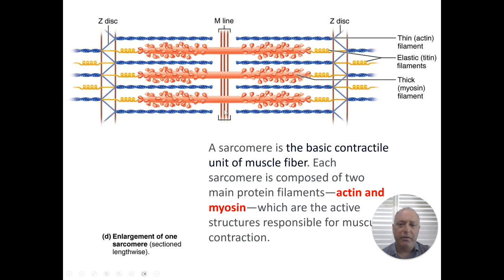Okay, here's an up-close picture showing myosin thick filament, and you can see the myosin heads coming off of here. And then the actin that's flanking the myosin. Actin is kind of twisted, and this is the sarcomere between the Z discs. This is the contractile unit of the skeletal muscle.